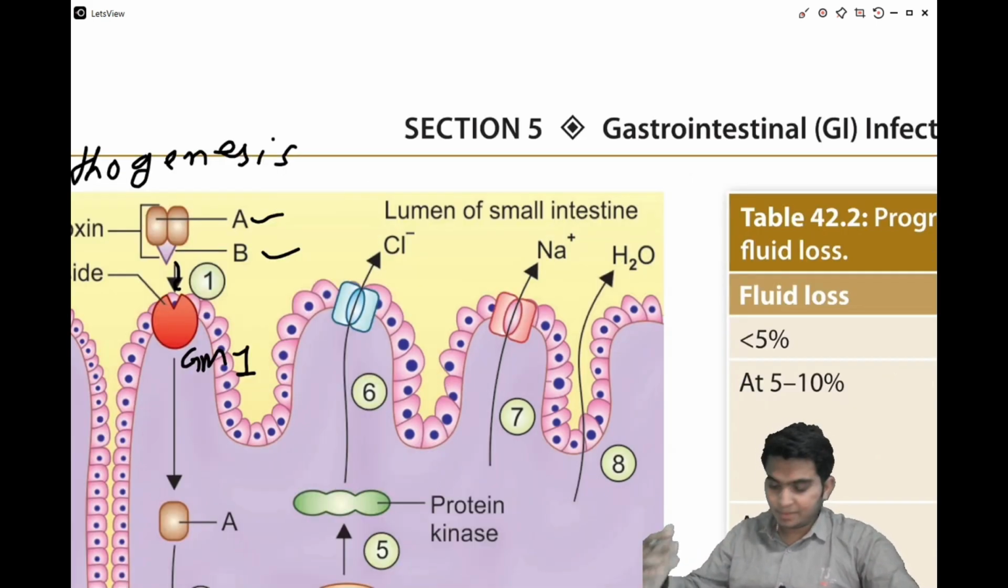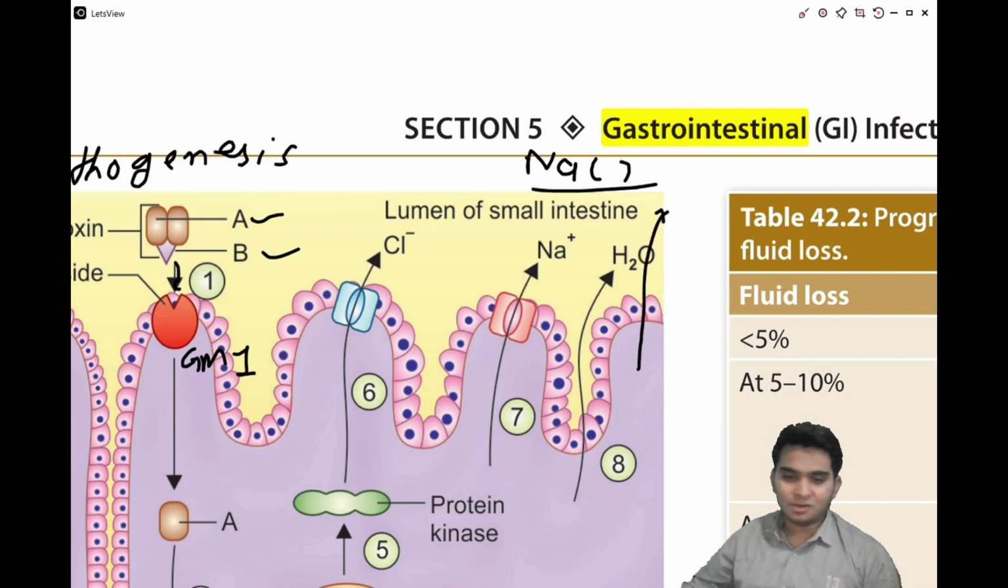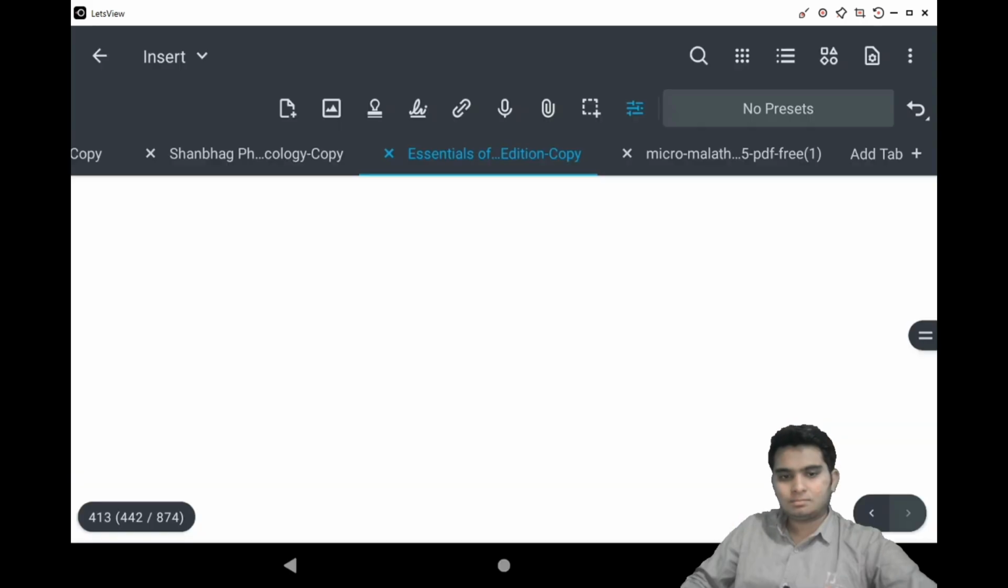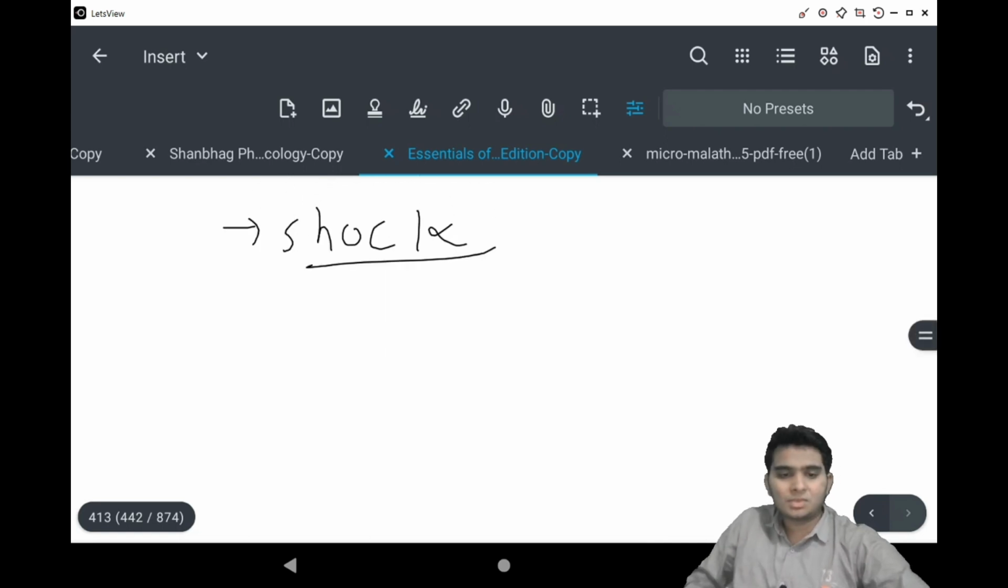So now sodium chloride is accumulated in the lumen. Now what happens? To maintain the osmolality, water also moves into the lumen, which leads to watery diarrhea. Now loss of fluid and electrolytes leads to shock, and also acidosis because of the loss of bicarbonate. The toxin of the Vibrio cholerae is phage coded.